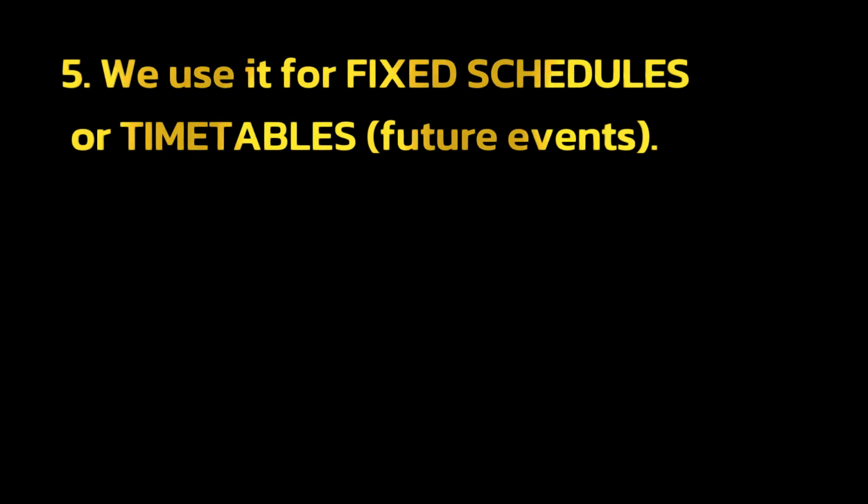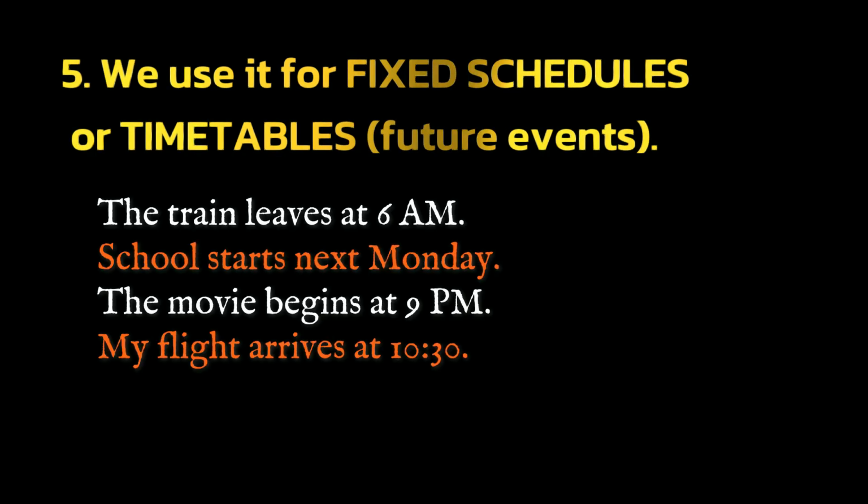Next, we use it for fixed schedules or timetables. Even though the action is in the future, we use simple present because it's a scheduled event. Examples: the train leaves at 6 am. School starts next Monday. The movie begins at 9 pm. My flight arrives at 10:30. These events follow a timetable, so we use simple present.